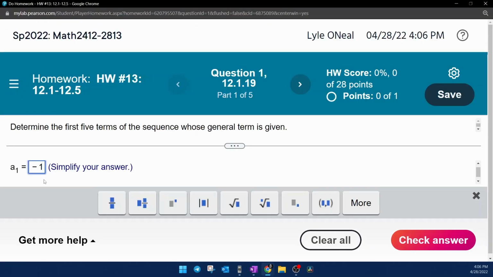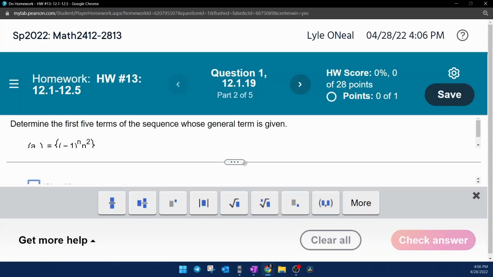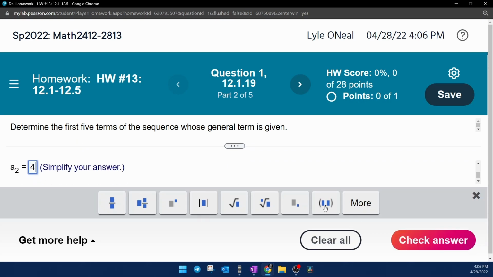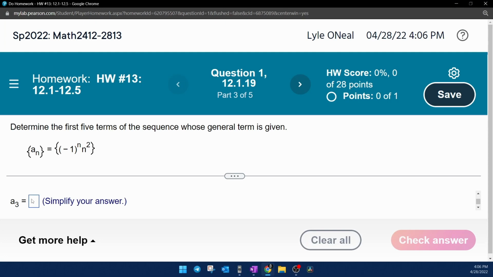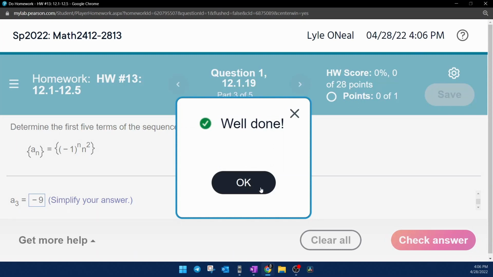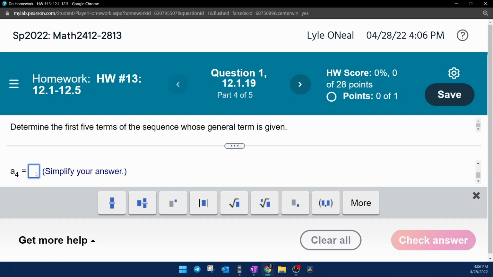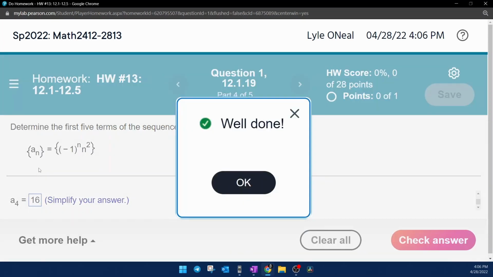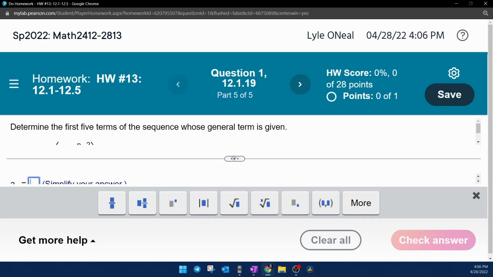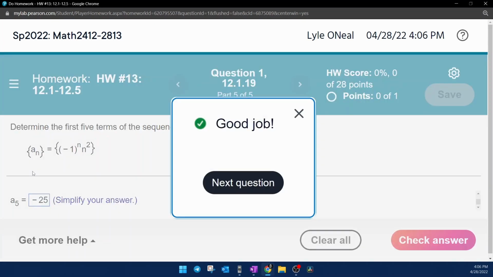All right, so it appears that we are going to have to type these in one at a time and click check answer. So a sub 1, -1. A sub 2 was +4. A sub 3, -9. A sub 4 was +16. And last but not least, a sub 5, the 5th term of the sequence, -25. And that's going to do it for this problem.